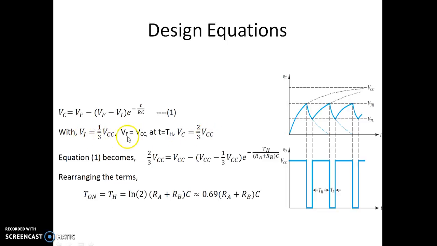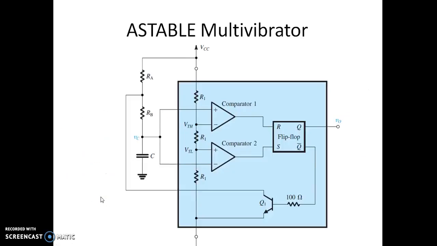Substituting Vi as 1/3 VCC, Vf as VCC, and substituting T as TH, during that time the capacitor voltage is 2/3 VCC. Substituting all those parameters and substituting the value of R as RA plus RB, because we know that the capacitor is charging through resistors RA and RB, the equation comes out to be T on or TH is equal to ln 2 into RA plus RB into C, which is nothing but 0.69 into RA plus RB into C. This is the expression for the high time or the on time of the waveform. These are the resistors RA and RB through which the capacitor charges towards VCC.